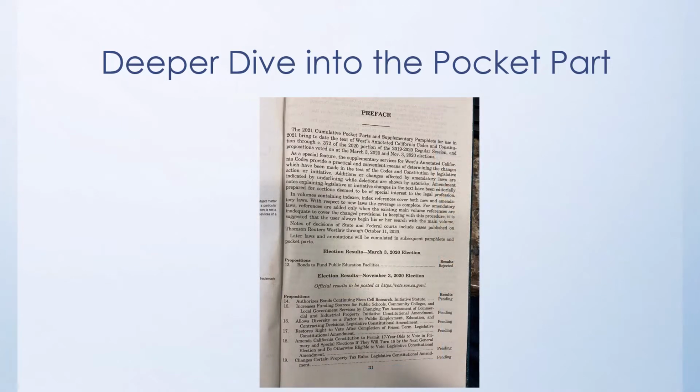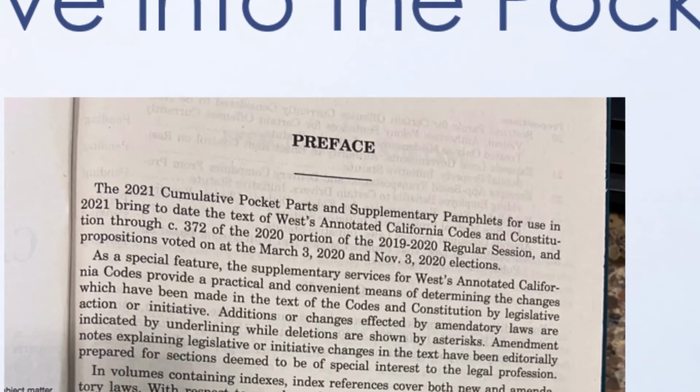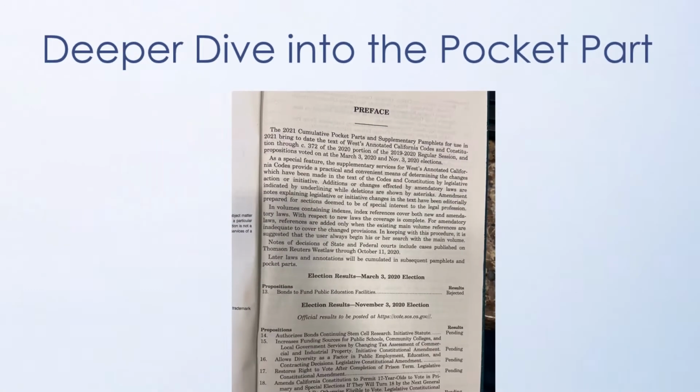Now this is the first page, and I'm just showing it to you because I want to draw your attention to the first paragraph. I will explain why that's important to you later, but it's always worth a quick read. Now I've turned to the part of the pocket part that covers Division 6. You don't actually have to do this. You can go directly to your section number, but I wanted to show you it's organized just like the main volume.